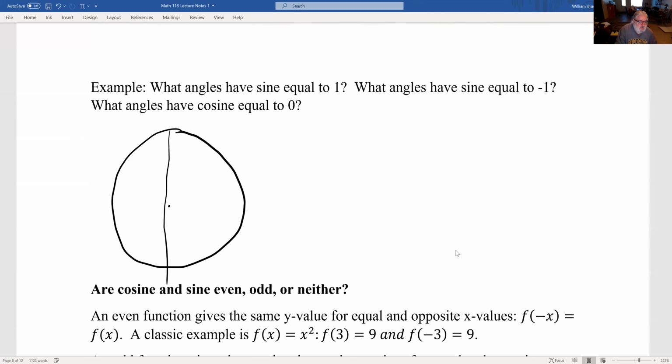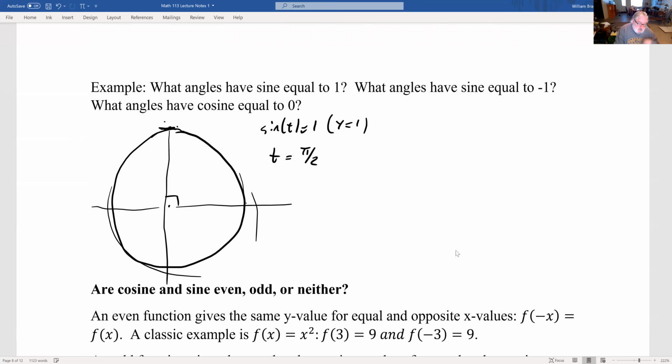Here's my unit circle. Sine equal to 1 is at the top. That means we're looking for y equals 1. That's the top of the circle. And we know that this is a right angle, that's pi over 2. And then we also know that if you go pi over 2, you can go another 2 pi around the circle.